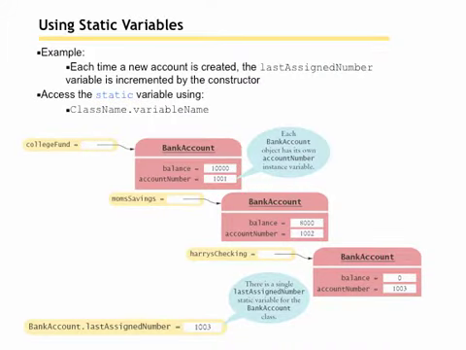Using static variables, each time a new account is created, the last assigned number variable can be incremented by the constructor. So you keep track of what was the last one I used so that you can use it for creating the new one. And note that we can access a static variable by using the class name dot the variable name. And here we have college fund, mom's savings, Harry's checking. Each one of these gets an account number when it's created, and notice they go in sequence, assuming that we've created college fund first, and then mom's savings, and then Harry's checking.